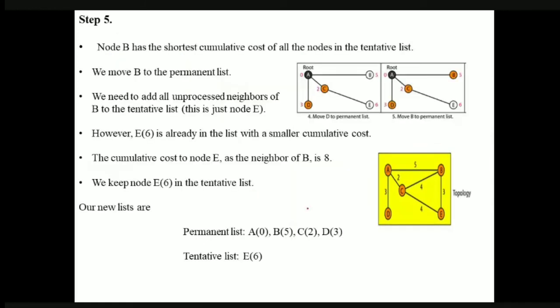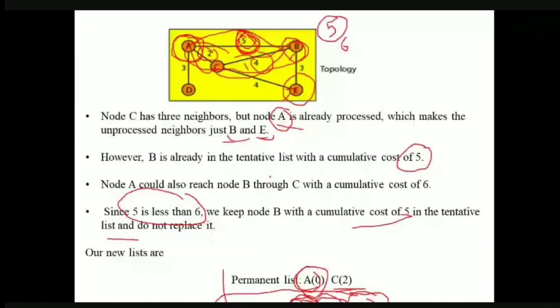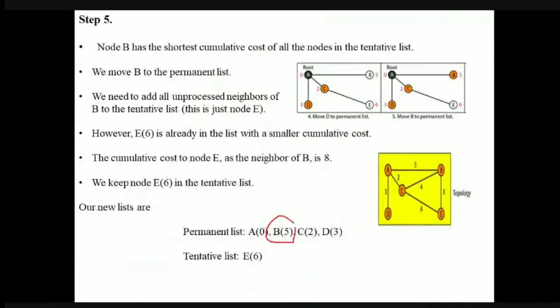Right. Now step 5. Among these, which has the shortest cost? B, right? So we remove B, and we put B in the permanent list. But who are the neighbors of B? A, C, and E. But A and C are already processed. Only E is not processed, right?